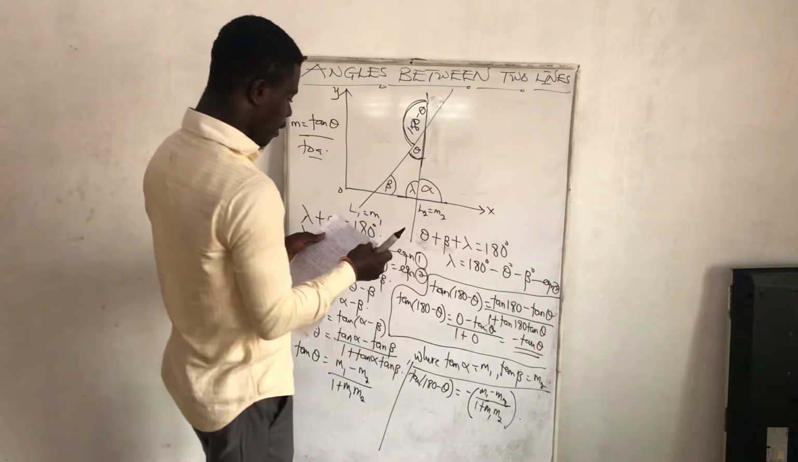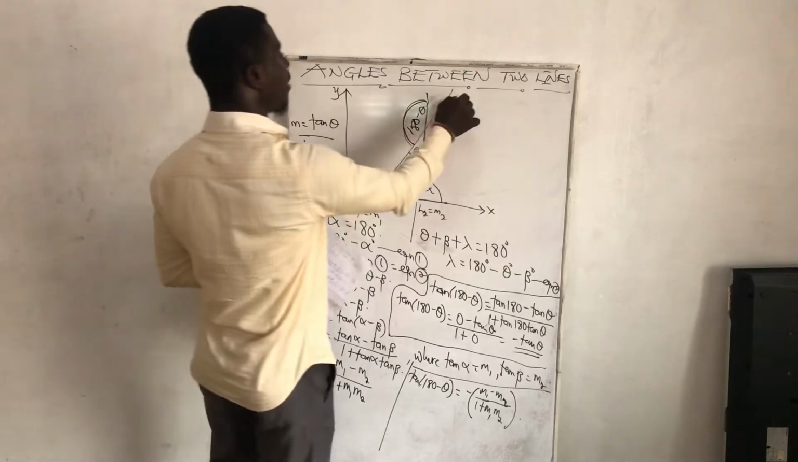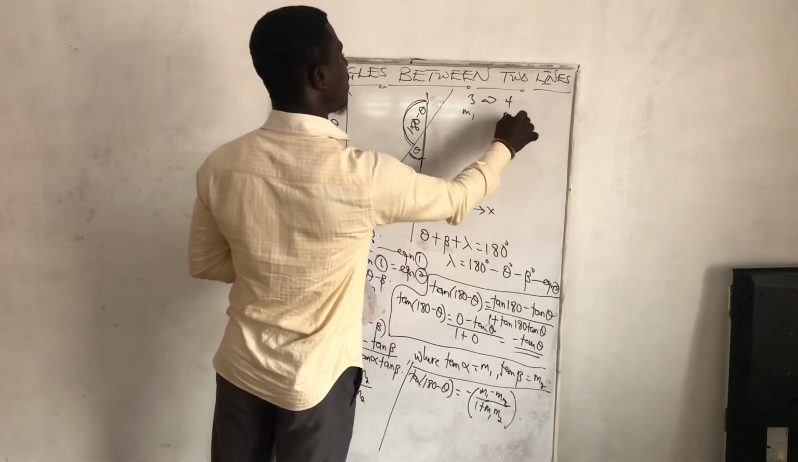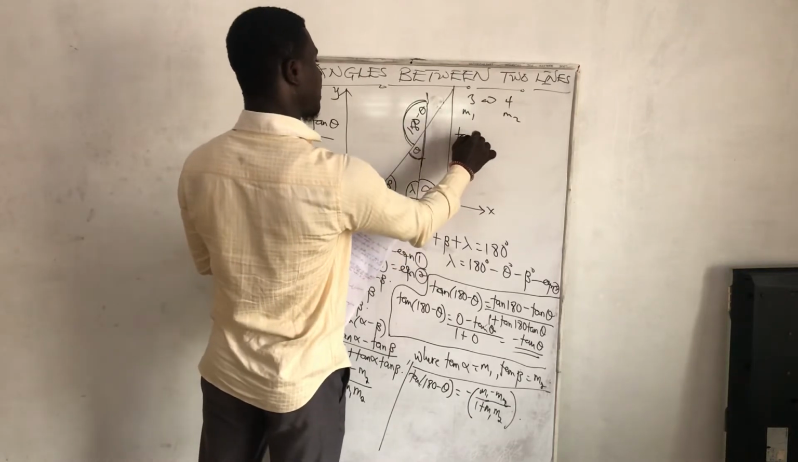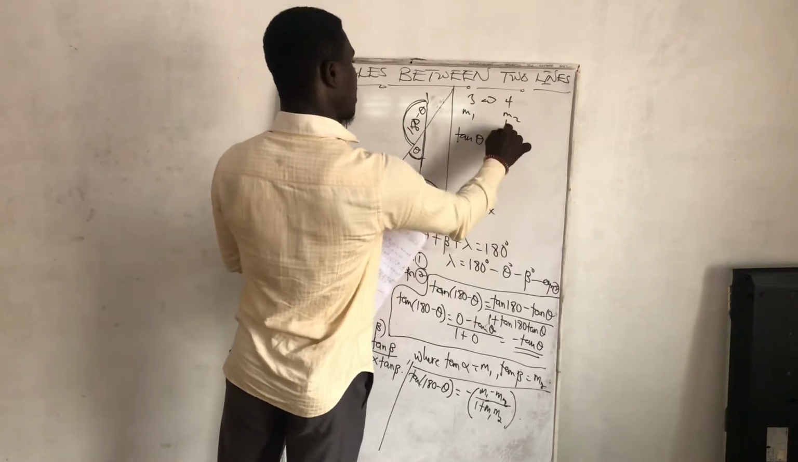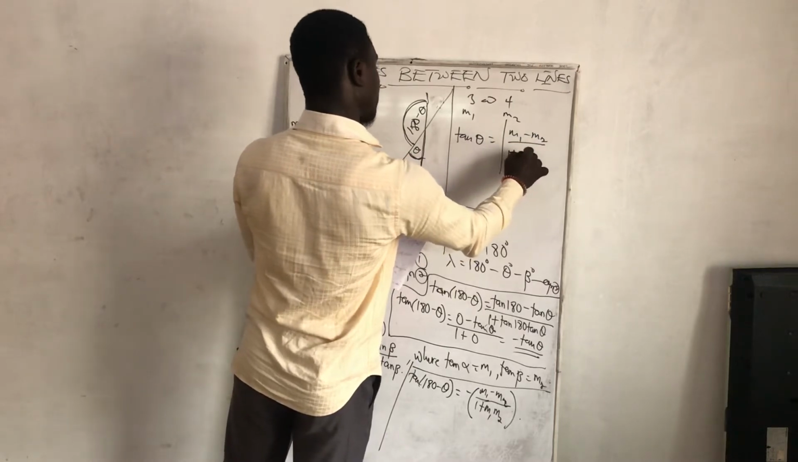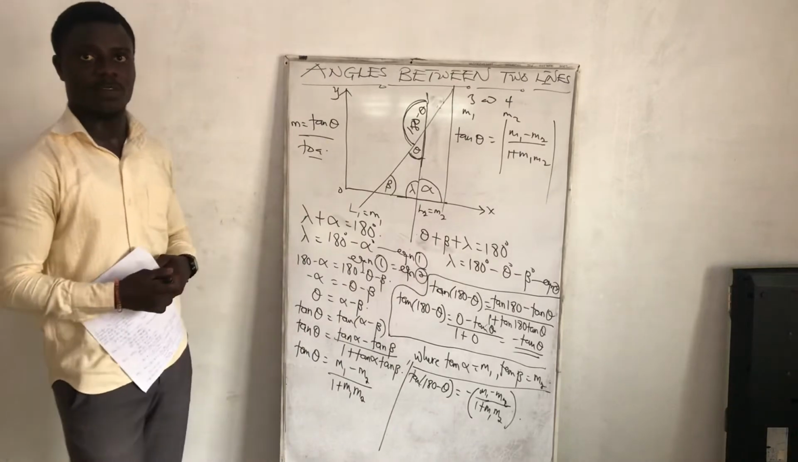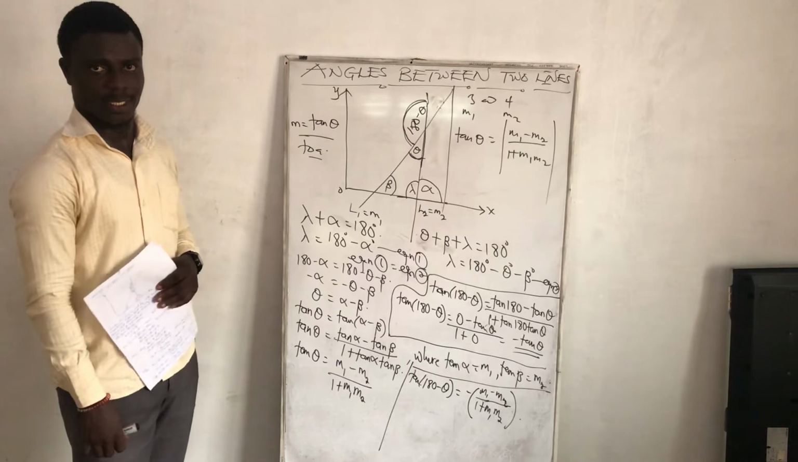Alright. But still, if you don't want to change the positions, then let's say the gradients are 3 and 4, and you want to use these as your M1, M2, then your formula must be tan theta must be equal to the absolute of M1 minus M2 all on 1 plus M1 M2. So it takes away the negative sign, right? So that's the absolute. Then you proceed from there.